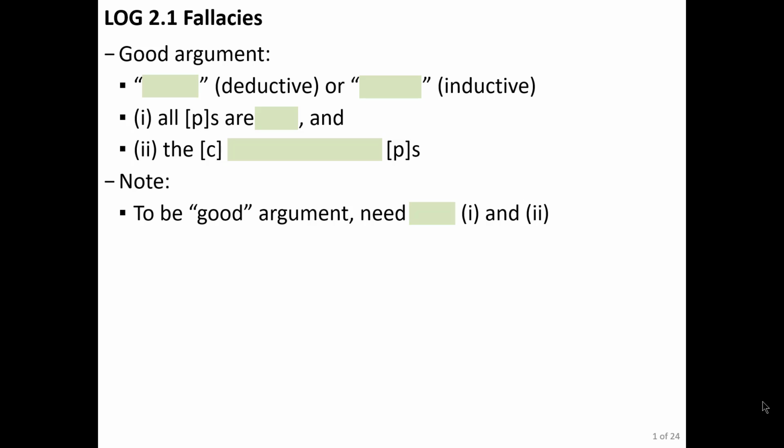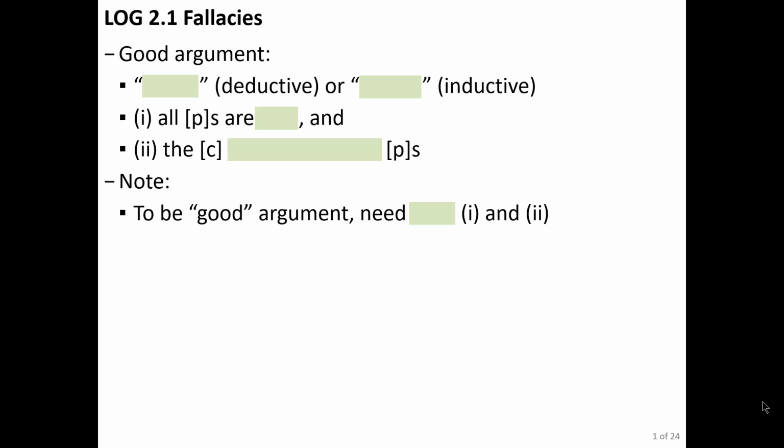We're going to jump ahead into Logic Chapter 2, starting with 2.1, talking about fallacies in general. And what I want to do is a little bit of back and forth here as we go through this, to remind ourselves of all these different terms that we've been seeing. So first, I want to talk about what is a good argument.